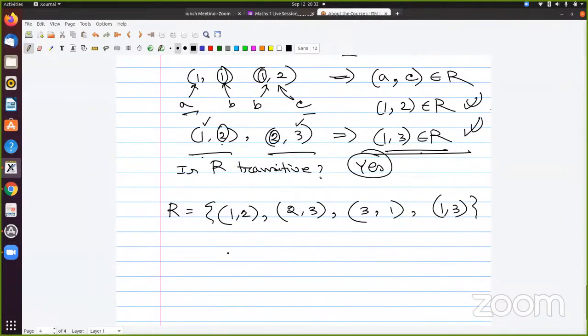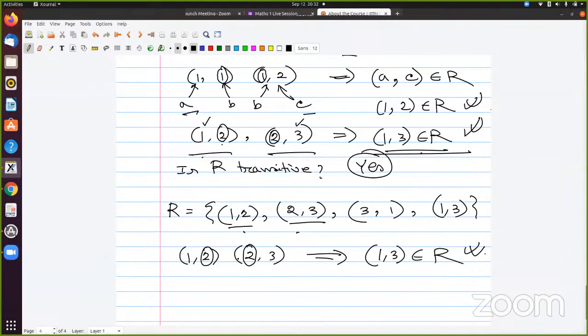Okay. So first, take two elements, 1 comma 2 and 2 comma 3. The second element of the first pair and the first element of the second pair are the same for the first two. Which element should be there? 1 comma 3. It is there, right? So this is okay. Now, is there any element starting with 3? Yes. So we have to check for that. Now, for this, which element should be there? 2 and 1. 2, 1. Is it inside R? No, sir. So it is not transitive.